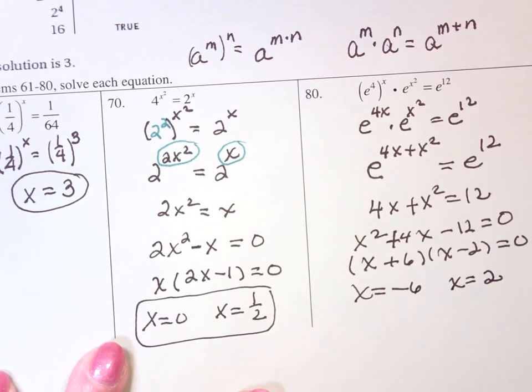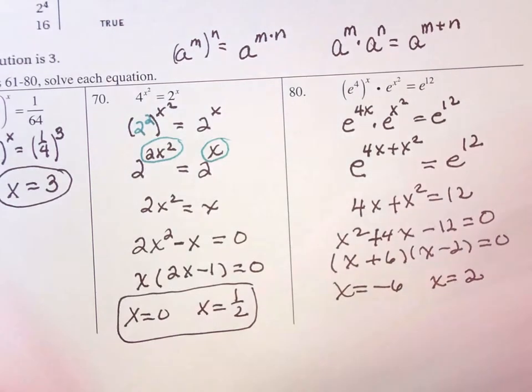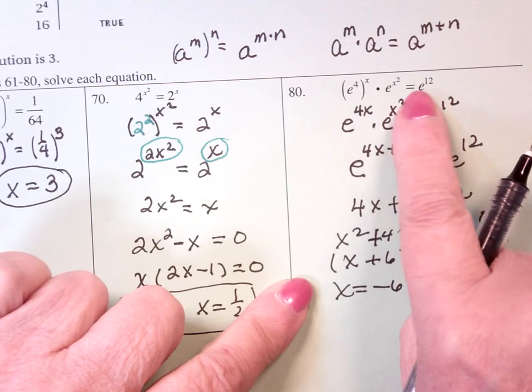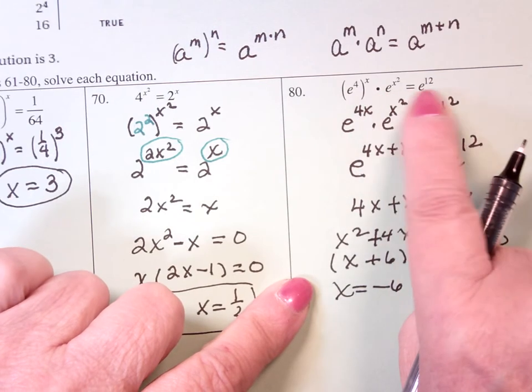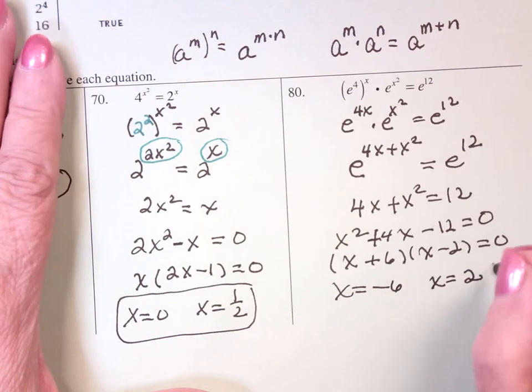The domain on this guy is all real numbers. You're going to say, well, why? It's e to a power. You don't see any denominator or any radicals as part of the exponent. So as a result, it's all real numbers.